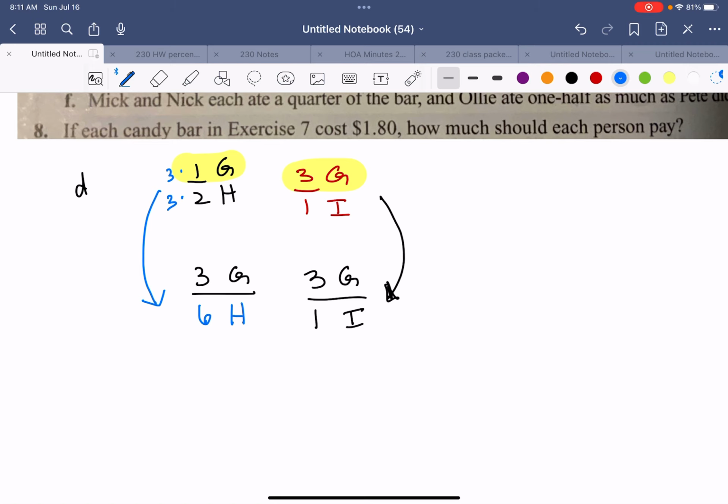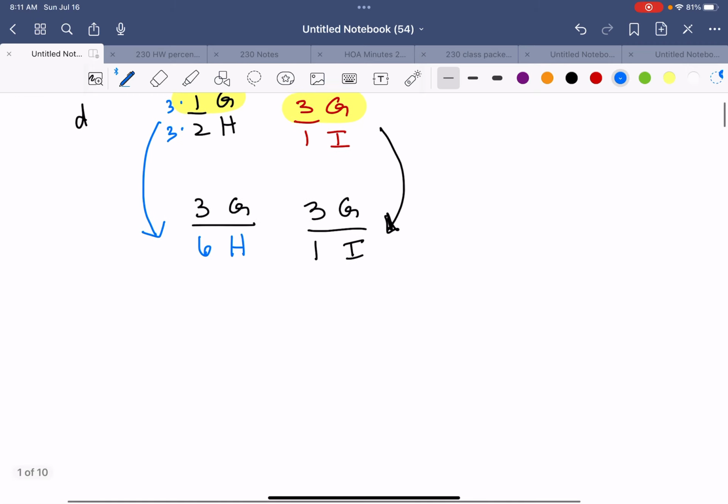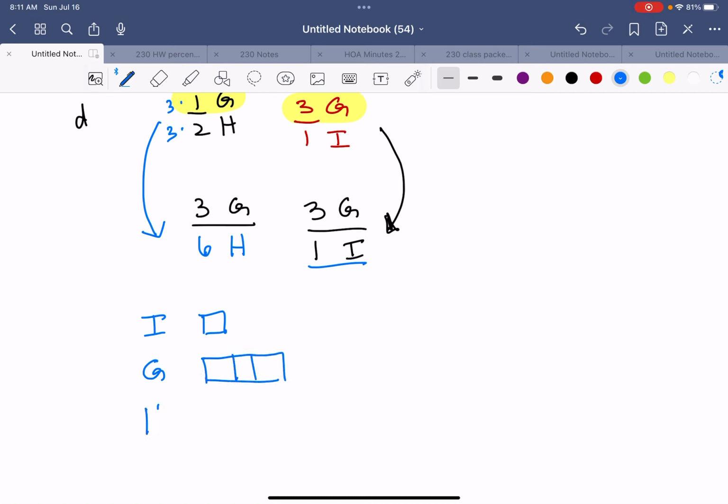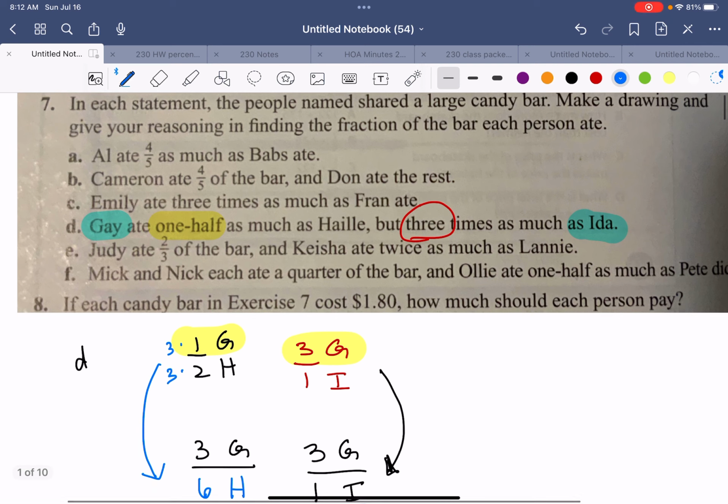And that means that in my chocolate bar, Ida is going to get 1 piece, because she has 1. Gay now has 3 pieces in both fractions, and Haley has 6. Now I know how many pieces each person has, and I can build my bar back together by putting them all back together. Then I can find the fraction of the bar each person ate by seeing how many they ate versus how many were in the total bar. So that's a little bit of a tip for letter D.